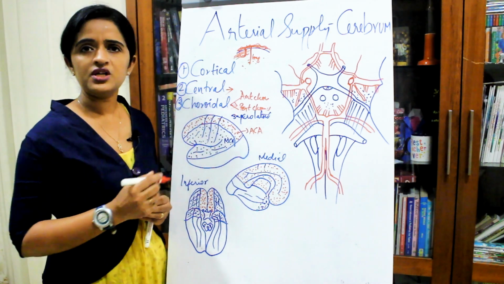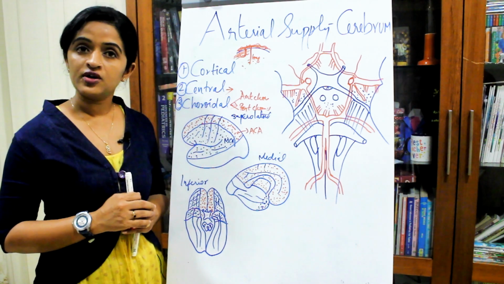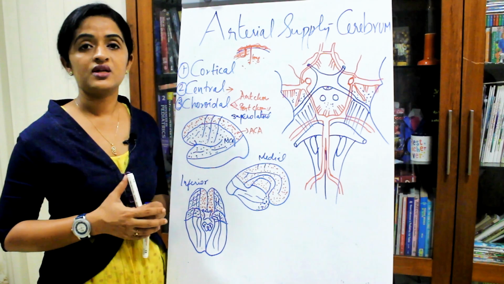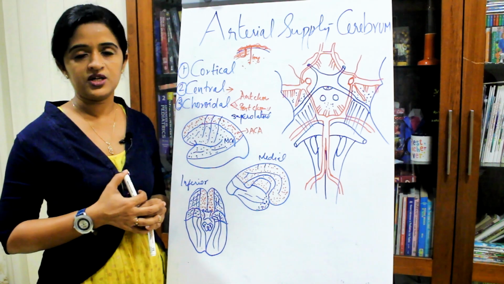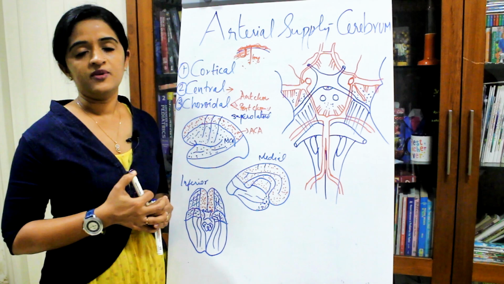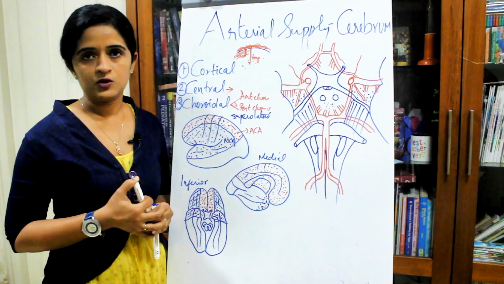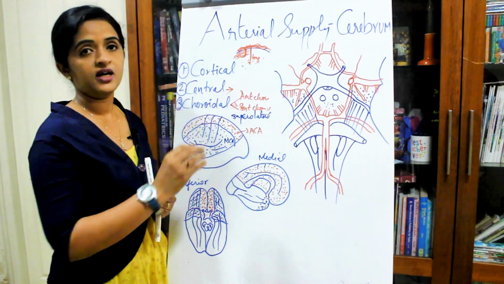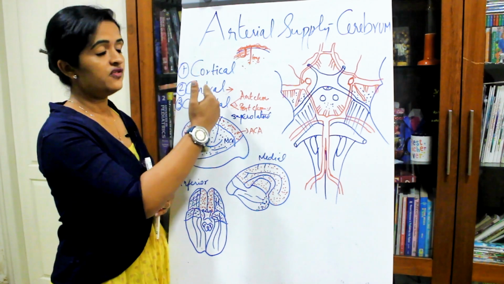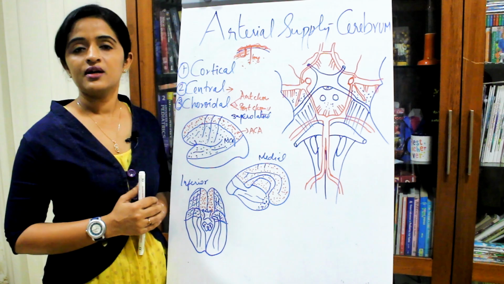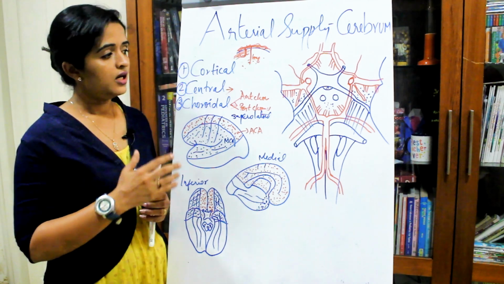And what about the posterior choroidal vessels? We have already mentioned that they arise from the posterior cerebral artery, and they will be forming the choroid plexus in the third ventricle as well as the lateral ventricle. So that is what is meant by the choroidal vessels. These are the different patterns of branches arising from the cerebral vessels.